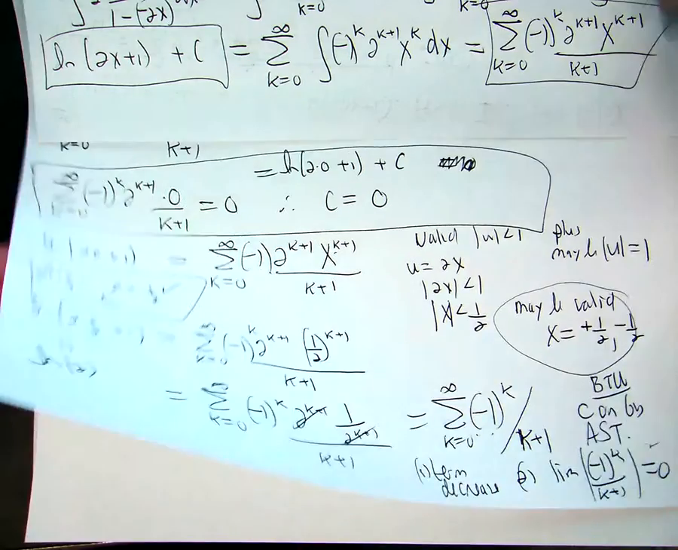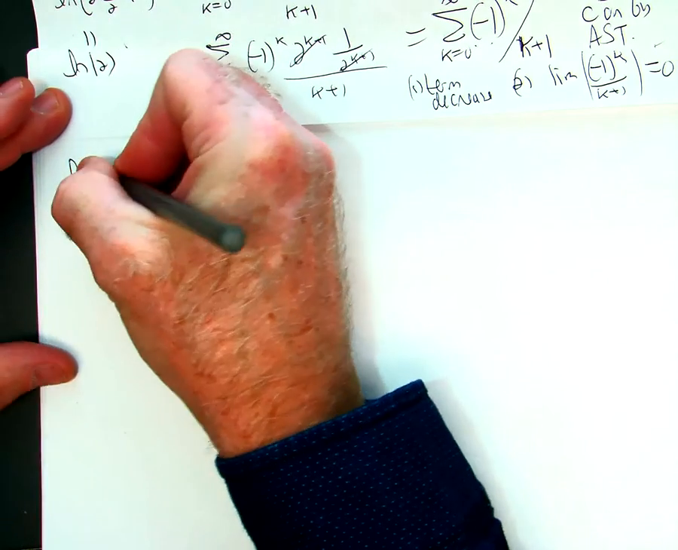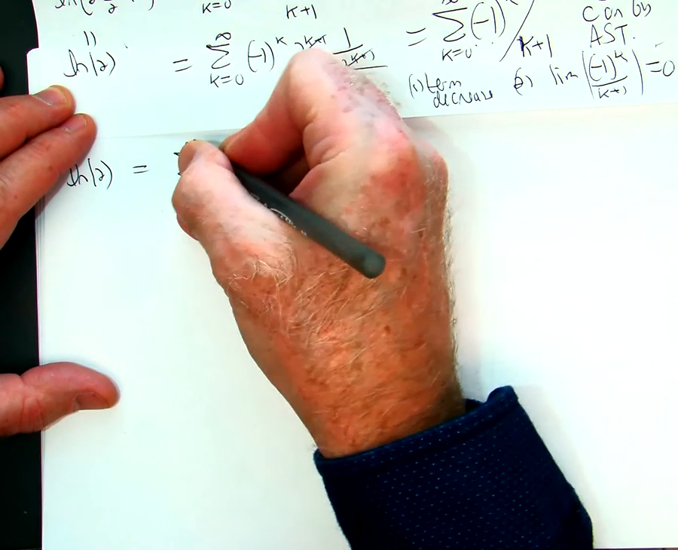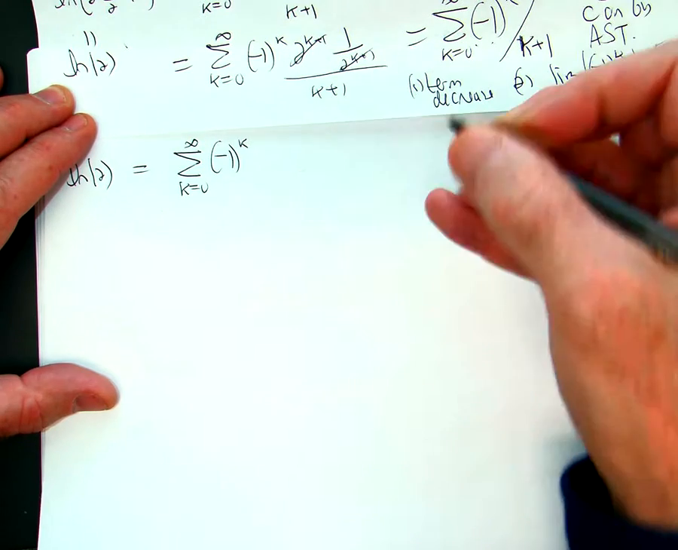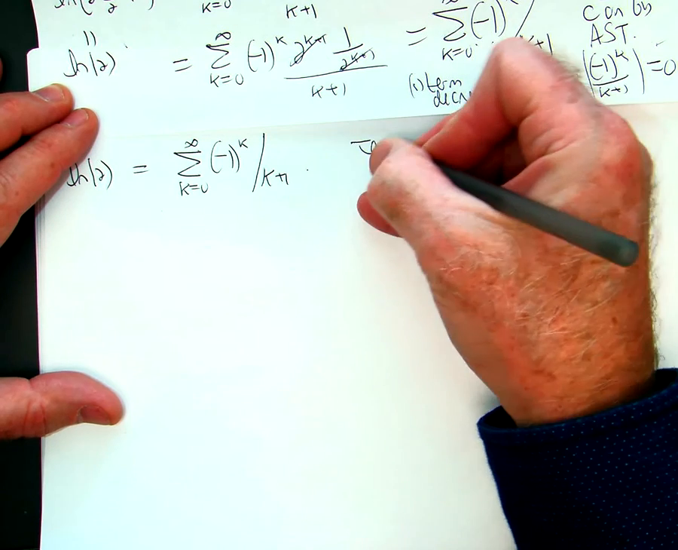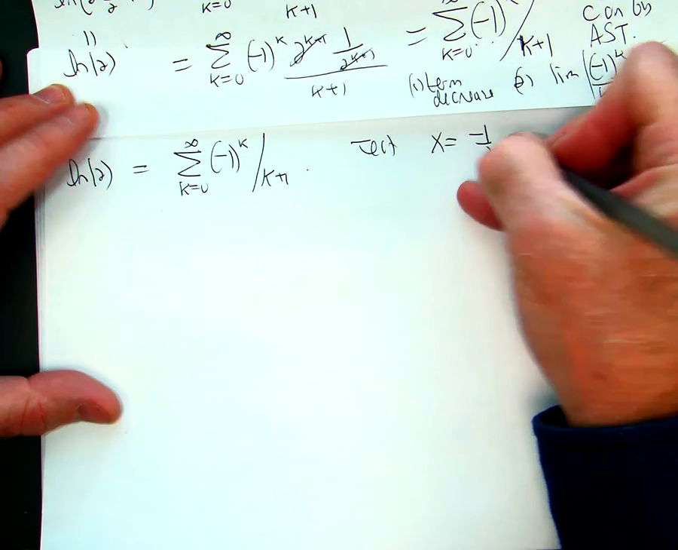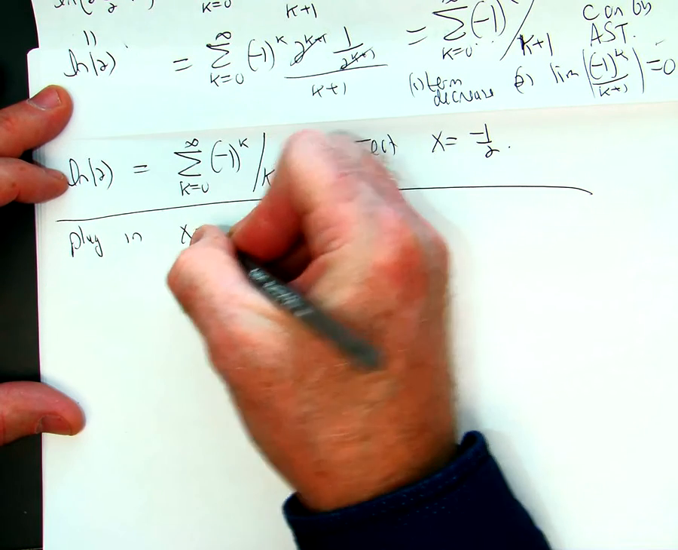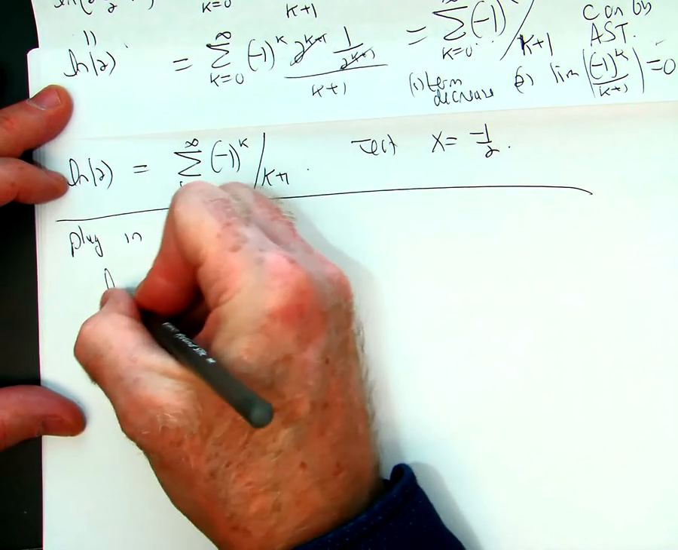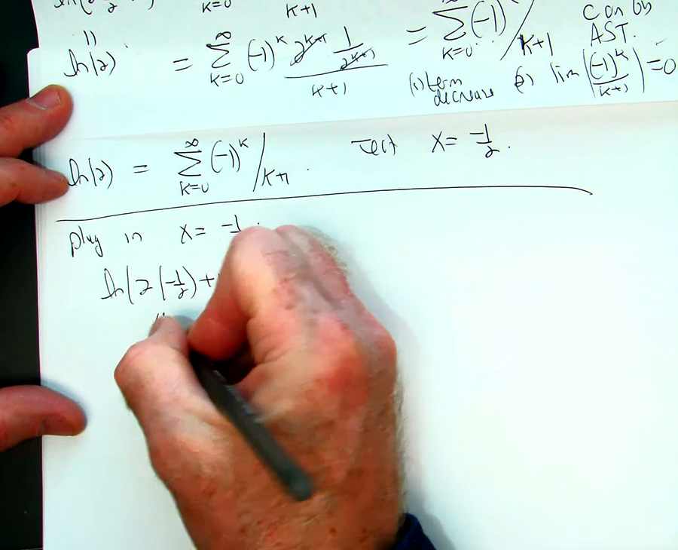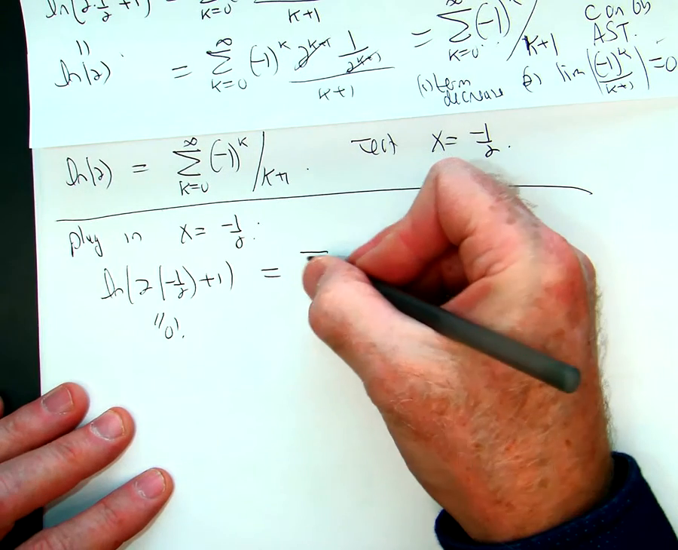So we'll continue: the natural log of 2 is equal to the summation from k equals 0 to infinity of minus 1 to the k over k plus 1. Okay. So now I have to test x equals minus 1/2, so I'll do that. So I plug x equals minus 1/2 into the function, and I get the natural log of 2 times minus 1/2 plus 1. That's the natural log of 0, which is impossible, so my guess is the series will diverge, but let's see.